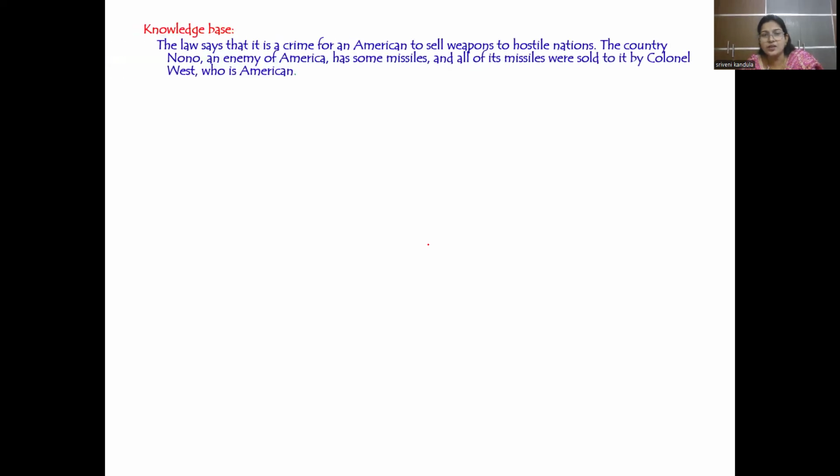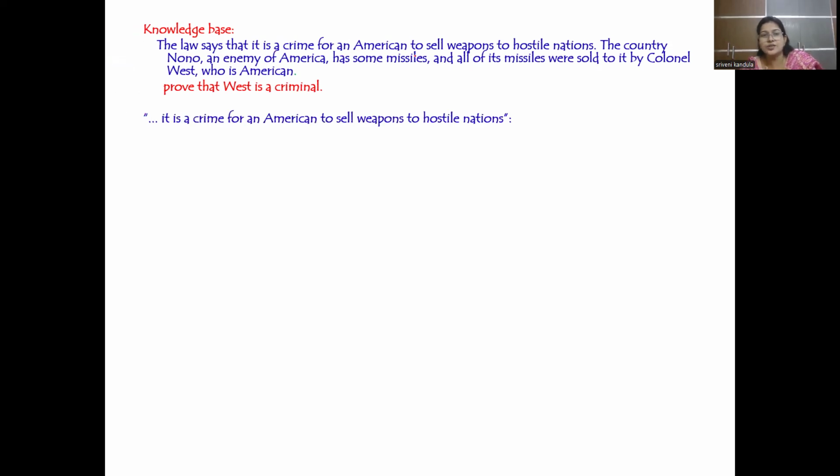So now let's convert the knowledge base into first order definite clauses. If you first see, it is a crime for an American to sell weapons to hostile nations. So now let us break this into parts. First thing is American. If a person is an American, then weapons here we have, and this is connected with the verb sell.